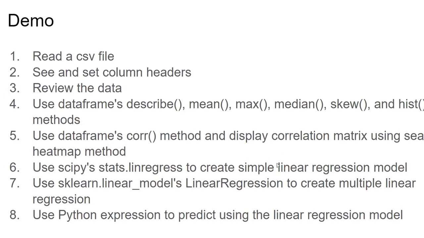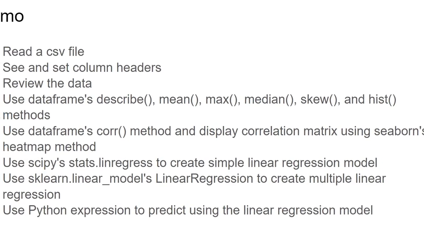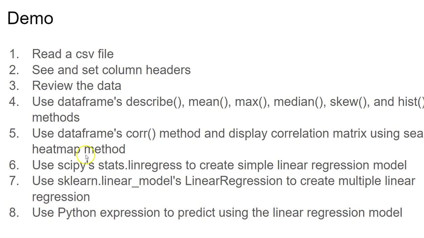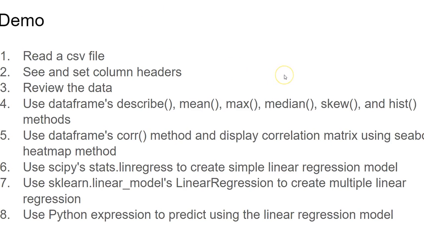Then we'll also look at the data frame's correlation method, which allows you to create a correlation matrix. We'll display it using Seaborn's heat map method, and then we look at the linear regression method of the SciPy package's stats module, and we'll create a simple linear regression, and then we'll also use that regression to predict some values. Then we'll go into multiple linear regression using the sklearn module, and then we'll use it for prediction. For now, we'll simply use Python to build the expressions for predictions.